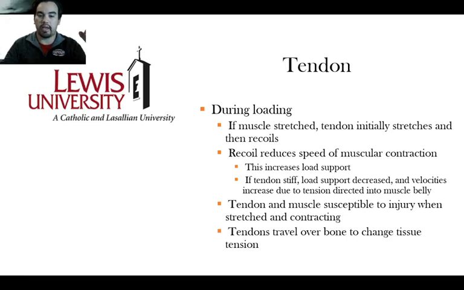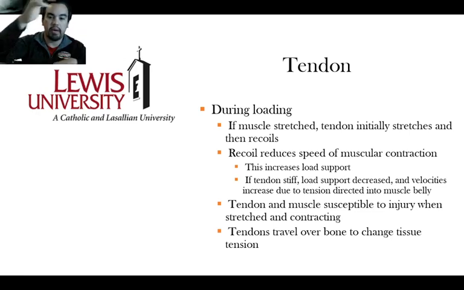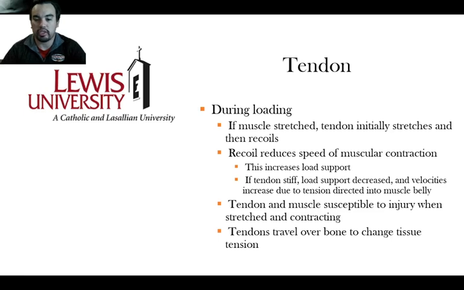As it starts coming back, what happens is you lose some of the speed of the muscle contraction. And then as we lose the speed of that muscle contraction, it increases the load support that's allowed in that muscle. So the amount that the muscle and the tendon can hold is increased. And if the tendon is stiff, the load support is decreased and then the velocity is increased due to the tension being directed from the tendon back into the muscle belly. So the tendon and the muscle are susceptible to injury when they're stretched and contracting at the same time. That's what we'll learn is called an eccentric contraction.